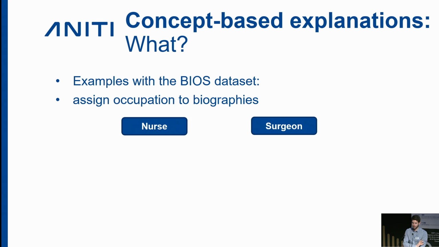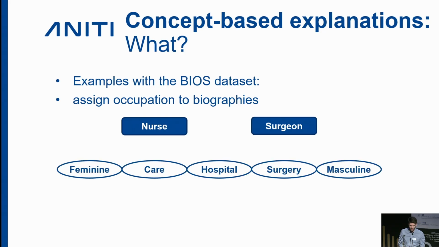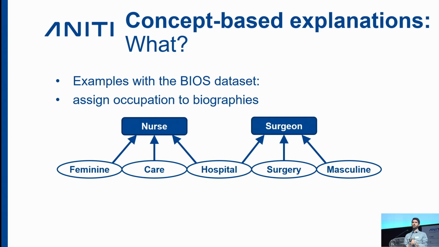So what are concept-based explanations? I will take an example of the BIOS dataset. It's an NLP dataset where you have a paragraph, a biography, and you want to assign it the occupation, here, nurse or surgeon. There could be many concepts that the model used to understand these classes, and here are some examples. For the nurse class, we could have the feminine gender, the concept of care, hospital, and for the surgeon, something more like surgery and naturally the masculine gender.